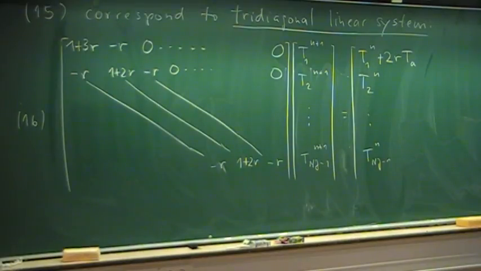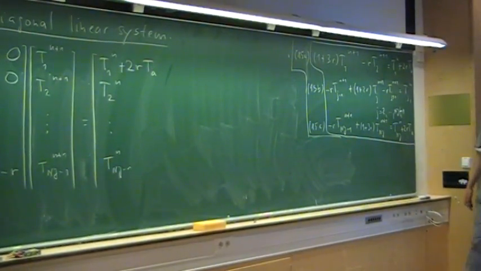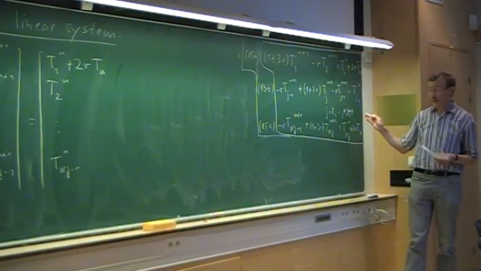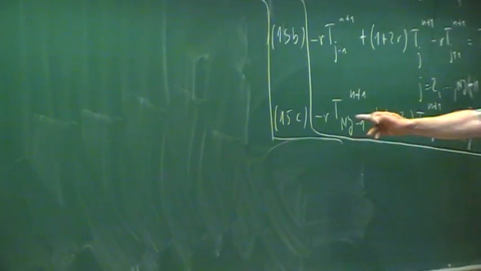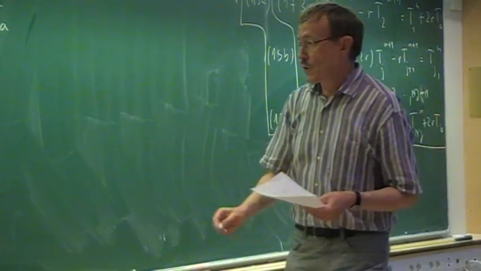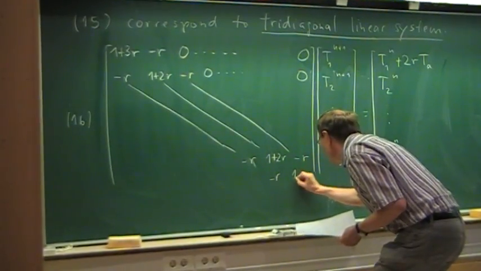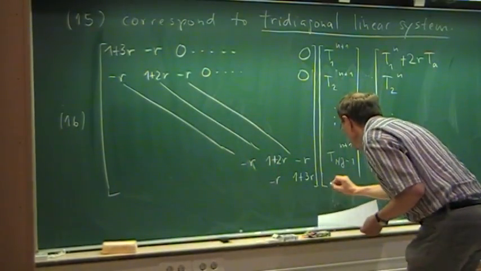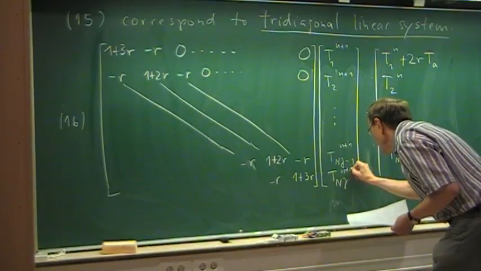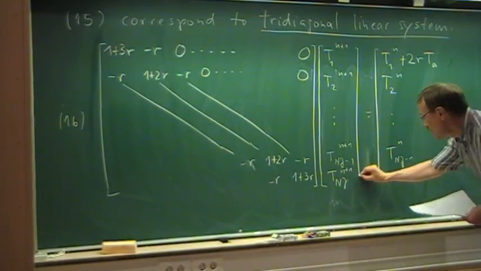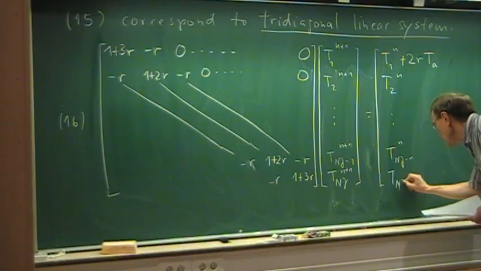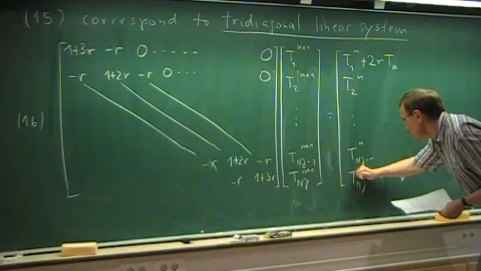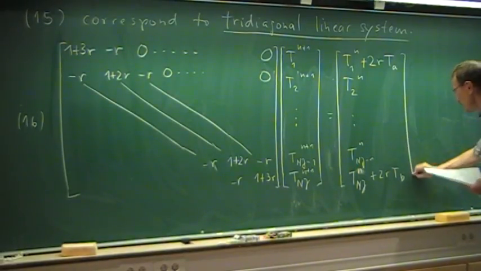equation that we can use, 15b. And the very last one is then 15c, and there the coefficient that will be the very last one in the diagonal will be 1 plus 3r, and the left neighbor will be minus r. So that will mean we will have here minus r, and we will have 1 plus 3r. So here it is then n, and this then is multiplying here the T^{n+1}_{j,n}. And the right hand side will be then the T^n_{j,n} plus 2r T_d. So n here. And that will be our right-hand side vector.